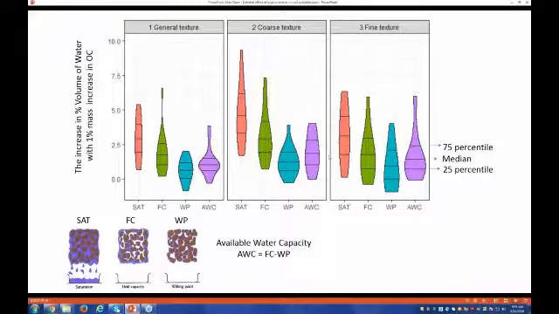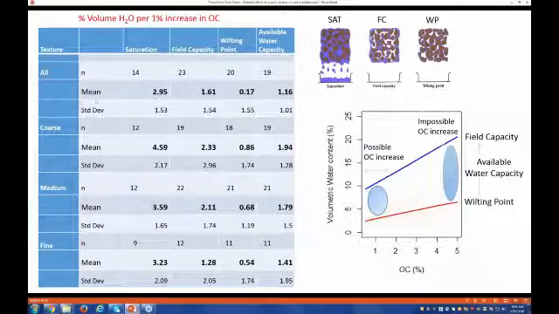So if we look in more detail at the table, just repeating again that at saturation, the average is around 3% increase, and then field capacity is 1.6. Wilting point is quite small, 0.1, and overall the increase in available water capacity is just 1%. But for coarse texture soil, for sandy soils, the increase is about 2% of water. For medium texture soil, the increase is about 1.8, and for fine texture soil it is 1.4.